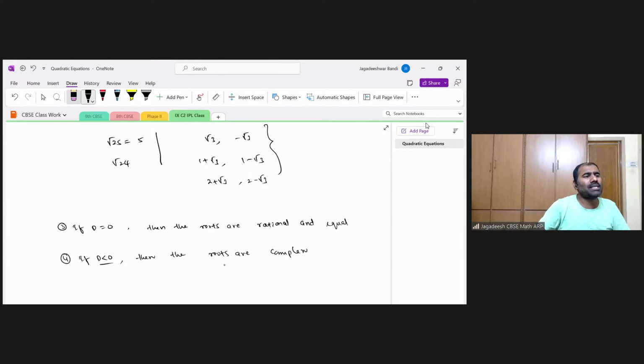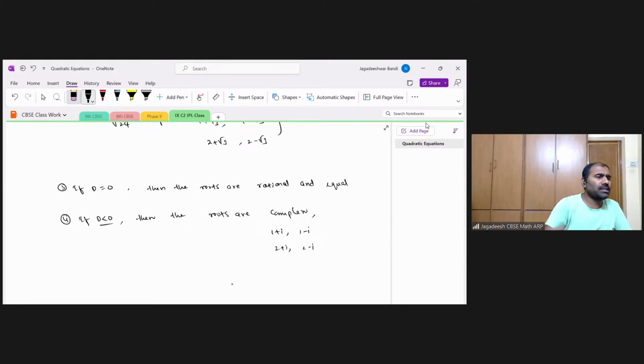So whenever it is complex, the roots will occur in conjugate. Okay, same concept: 1 plus i, 1 minus i, 2 plus i, 2 minus i. Or take something bigger, 3 plus 5i, so another root is 3 minus 5i. Like that, in the case of irrationals and in the case of complex numbers, they occur in conjugate pairs only. Okay, fine. So this is about the nature of the roots.